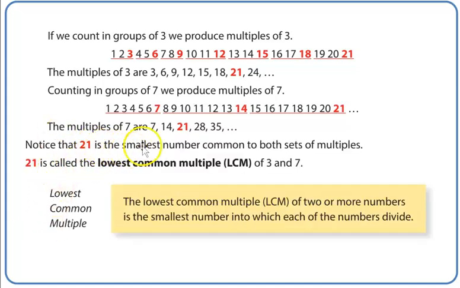Notice that 21 is the smallest number common to both sets of multiples. 21 is called the lowest common multiple, LCM, of 3 and 7. The lowest common multiple, LCM, of 2 or more numbers is the smallest number into which each of the numbers divide. So 3 will divide evenly into 21 and 7 will divide evenly into 21 as well. So this is a much longer method than the previous example using the same numbers, but just to show you exactly where the multiples came from.